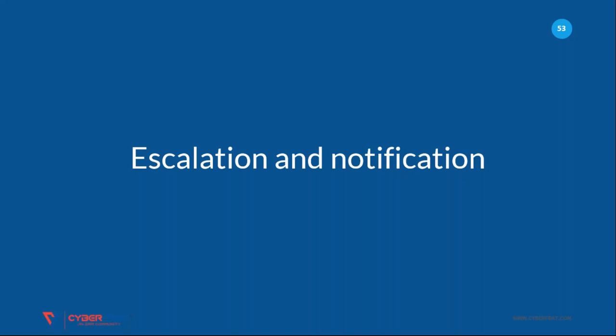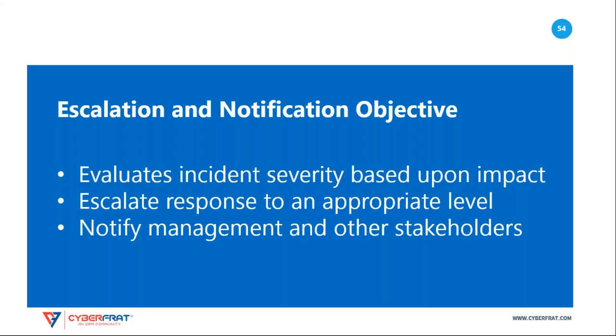Escalations and notifications. When a security professional detects a potential incident, they should immediately swing into first responder mode, acting to isolate affected systems and contain the damage caused by the incident. As soon as they have handled the immediate emergency, they should move into the incident escalation and notification process. This process has several important objectives. First, it evaluates the severity of the incident based upon the incident's potential impact on the organization's security. Second, it escalates the incident to an appropriate level of incident response. Finally, it notifies management and other stakeholders of the incident and the plan to resolve it.